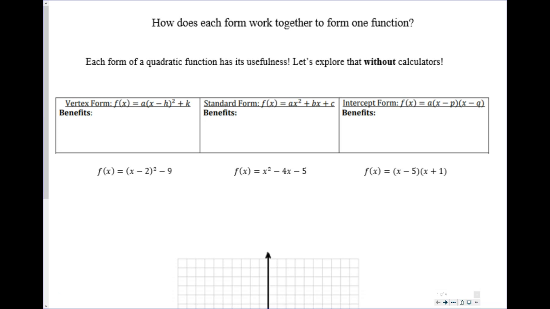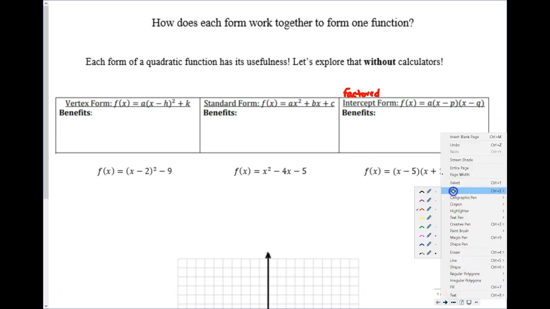Okay, so we've got three different forms here. We've got vertex, standard, and intercept form, which also is what I called factored form. Okay, so the same thing, factored form, intercept form mean the same thing. Okay, P and Q still mean R1 and R2. They still mean the roots, okay? So that means the same thing. So let's take a look at vertex form first.